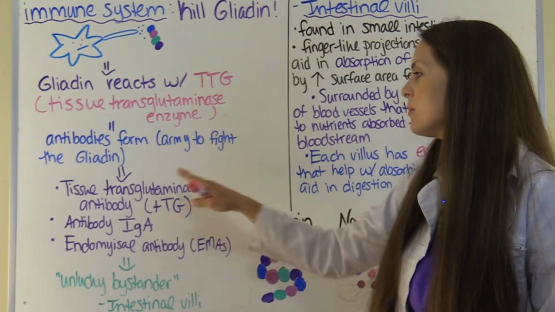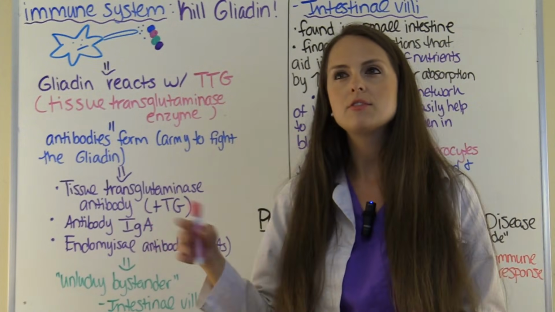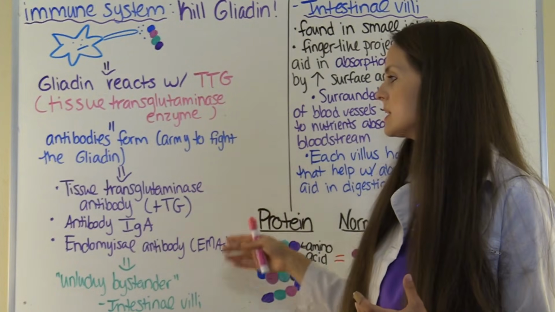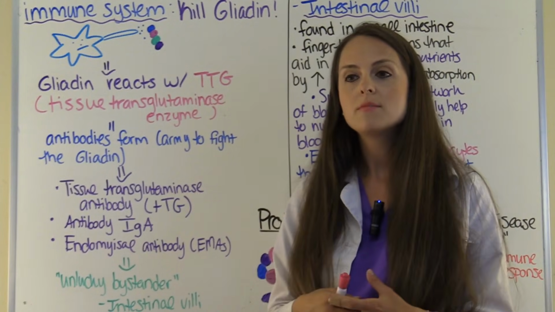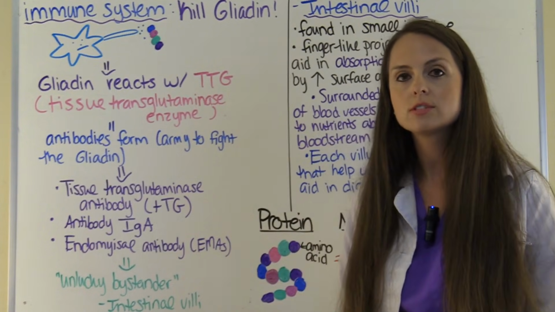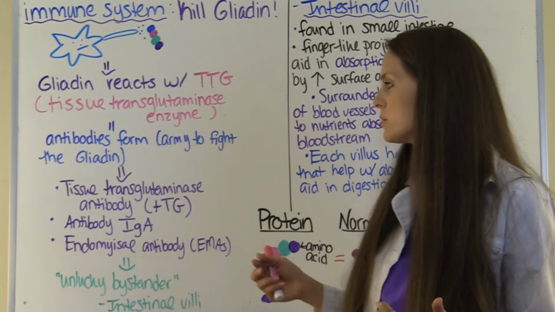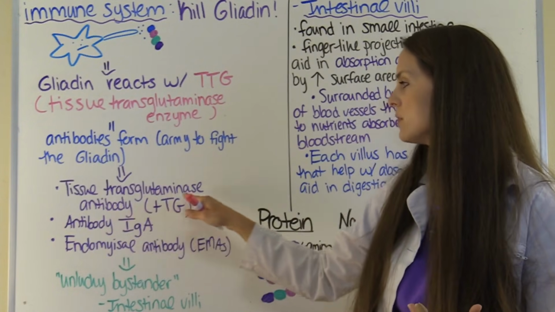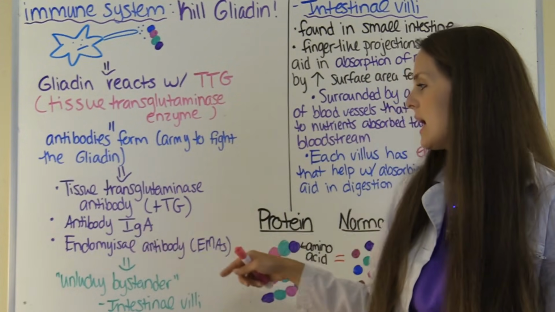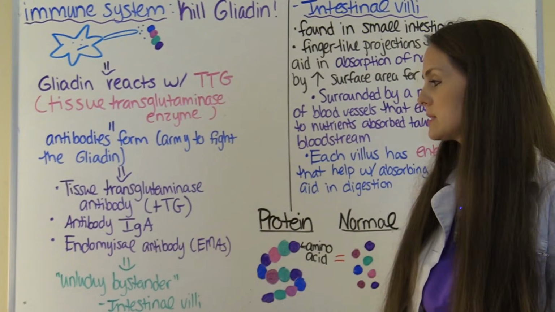And the antibodies that are produced, as a nurse, I would be familiar with these antibodies, because if you have a patient who's being checked for celiacs, whenever the doctor orders these specific tests, you'll know why, because it's like, hey, these are the antibodies being produced whenever this immune system reaction is going on. So the antibodies produced are tissue transglutaminase antibody, TTG antibody IgA, and endomysial antibody, which is EMA.